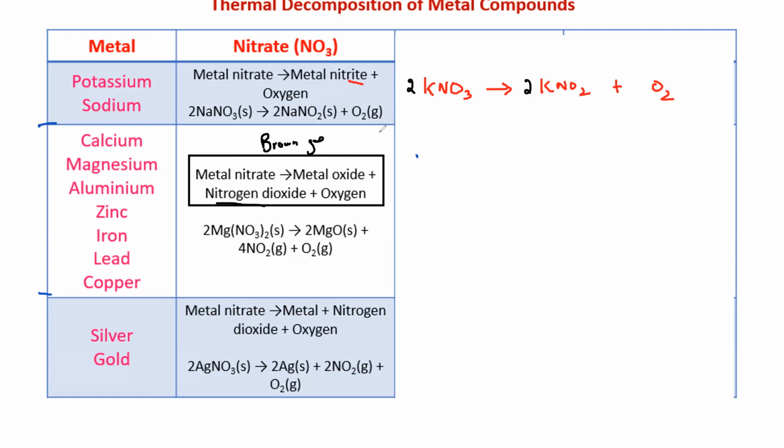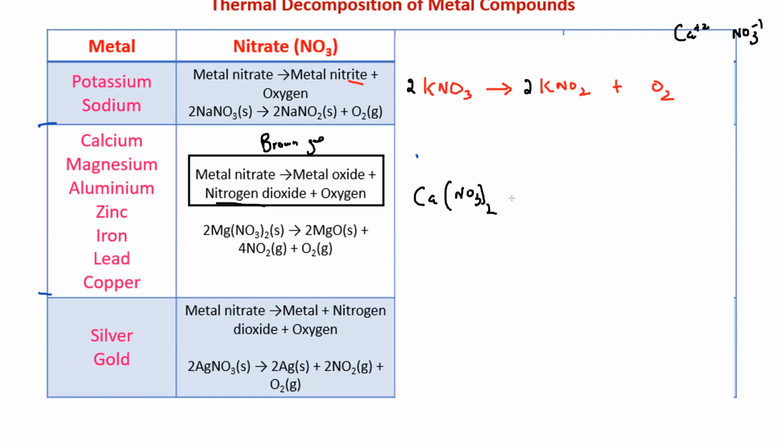So if you have a metal nitrate such as calcium nitrate, the formula should be correct. Calcium belongs to group 2, so it should be plus 2, and nitrate, NO3, is minus 1. So we cross multiply, and the formula for calcium nitrate will be Ca(NO3)2. That's calcium nitrate.